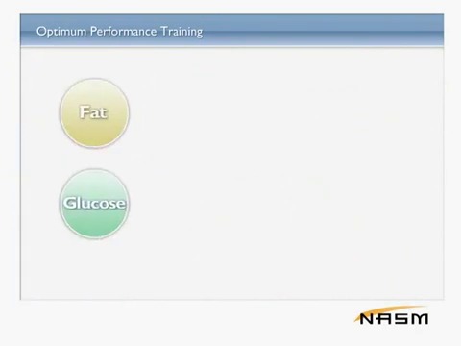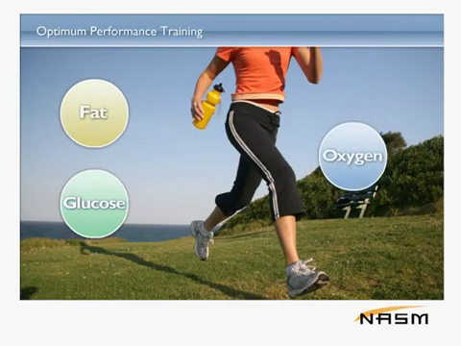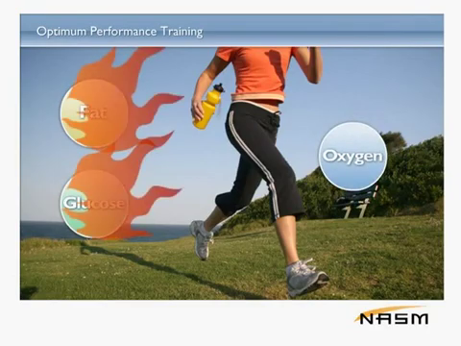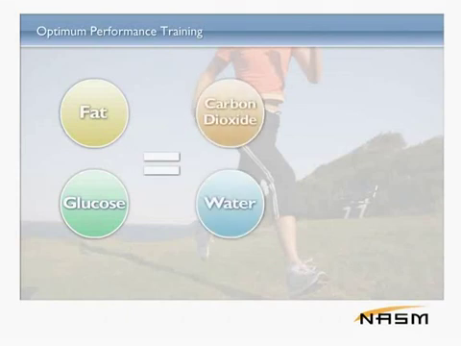Fat and glucose are major sources of fuel for exercise. In order for them to be used more efficiently, the body must be able to receive enough oxygen. Oxygen allows fat and glucose to be burned as fuel. This, in turn, produces the waste products of carbon dioxide and water.